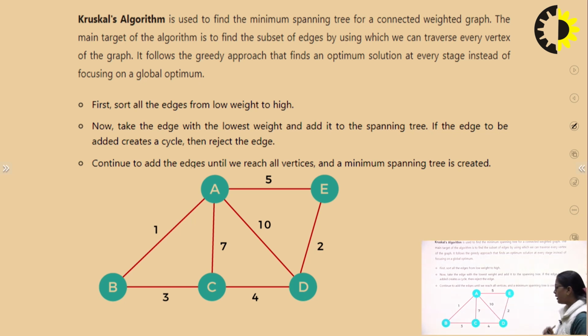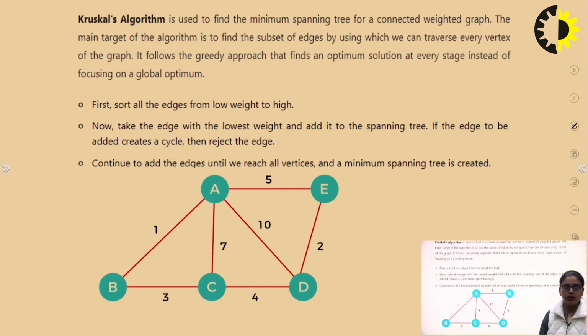In this approach, Kruskal's is used to find the minimum spanning tree for a connected weighted graph. The main target of this algorithm is to find the subset of edges by which we can traverse every vertex of the graph. It follows the greedy approach to find the optimal solution at every stage.